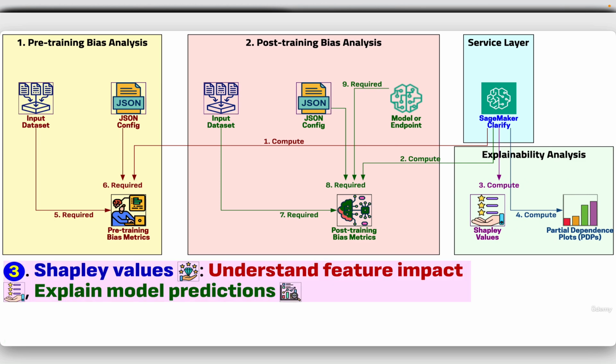Next is something called Shapley values, and this explains feature impact and shows why the model predicts specific results. These values are really helpful for understanding the why behind a decision. They show you exactly how much influence a specific piece of information, which is called a feature, had on the model's final prediction.